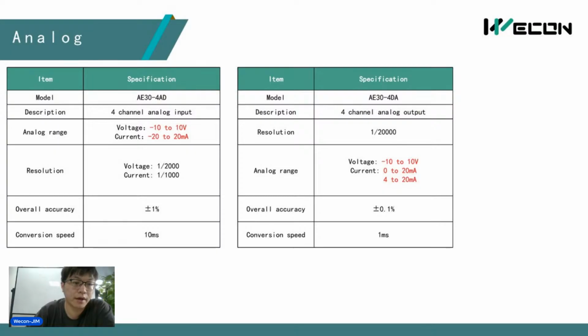Analog modules. For analog inputs, this one, and this one is 4 channel analog outputs. For analog input modules, we can support both voltage and current. For voltage, we can support negative 10 to 10 volts. And for the current, we can support negative 20 to 20 mA.